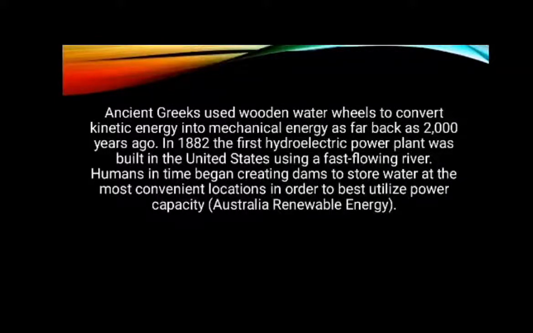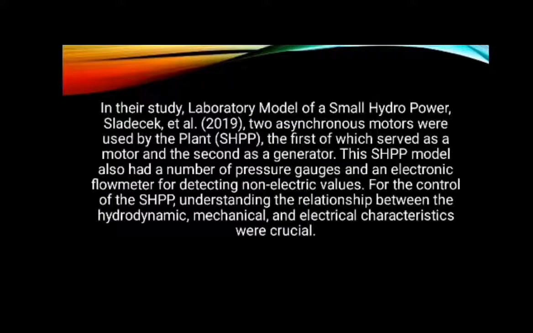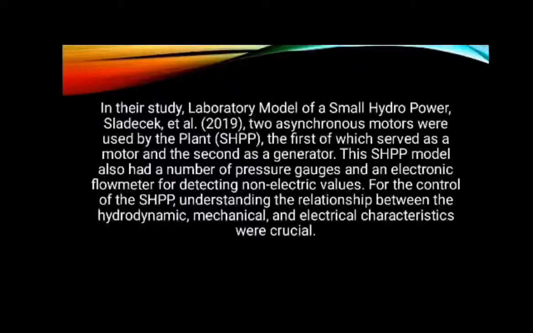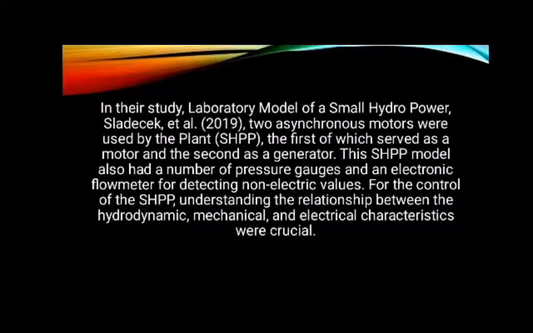power capacity. In their study, laboratory model of small hydropower, Sladik and others used two asynchronous motors in the plant, the first of which served as a motor and the second as a generator. This HPP model also had a number of pressure gauges and an electronic flow meter for detecting non-electric values. For the control of the SHPP, understanding the relationship between the hydrodynamic, mechanical, and electrical characteristics was crucial.